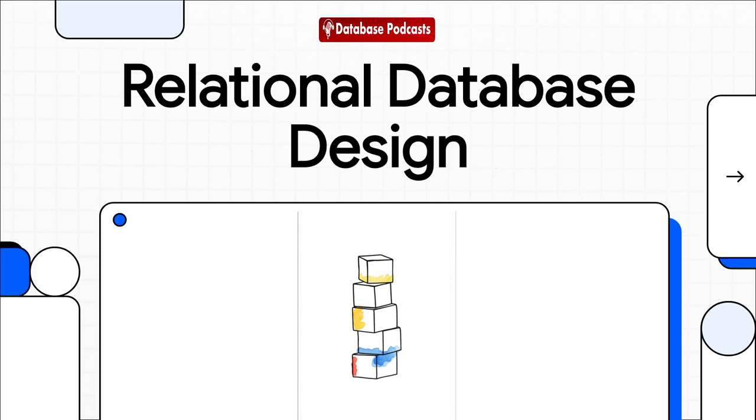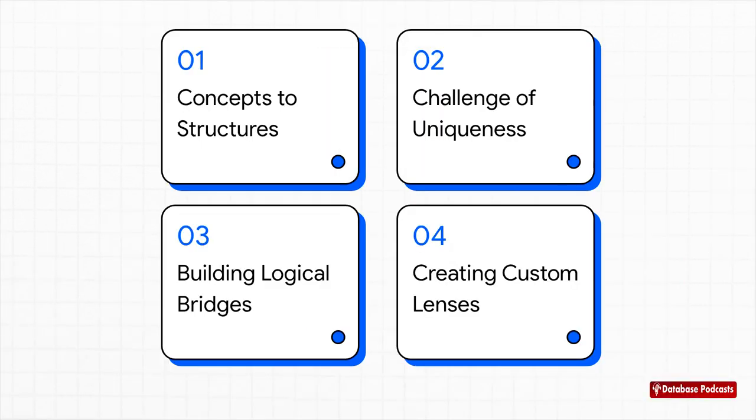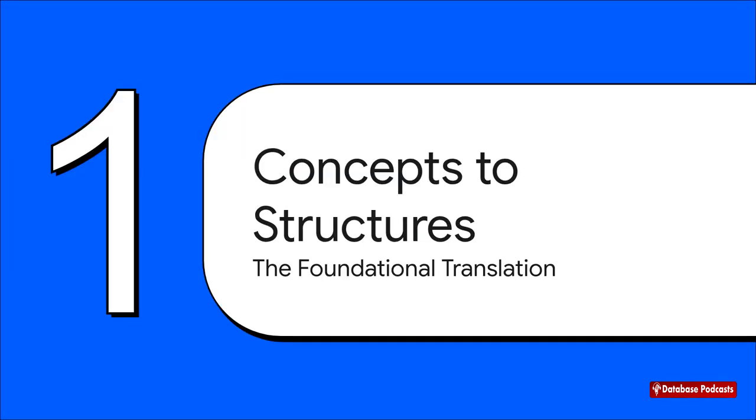Let's dive right in. So, here's our game plan. We're going to tackle this in 4 key steps. First, we'll cover that foundational translation, turning ideas into actual structures. Then we'll get into the challenge of making sure every single piece of data is unique. After that, we'll see how to build bridges to connect all our data tables. And finally, we'll look at creating simple, custom lenses so people can see the data they need without all the complexity. All right, let's kick things off with part 1, the foundational translation.